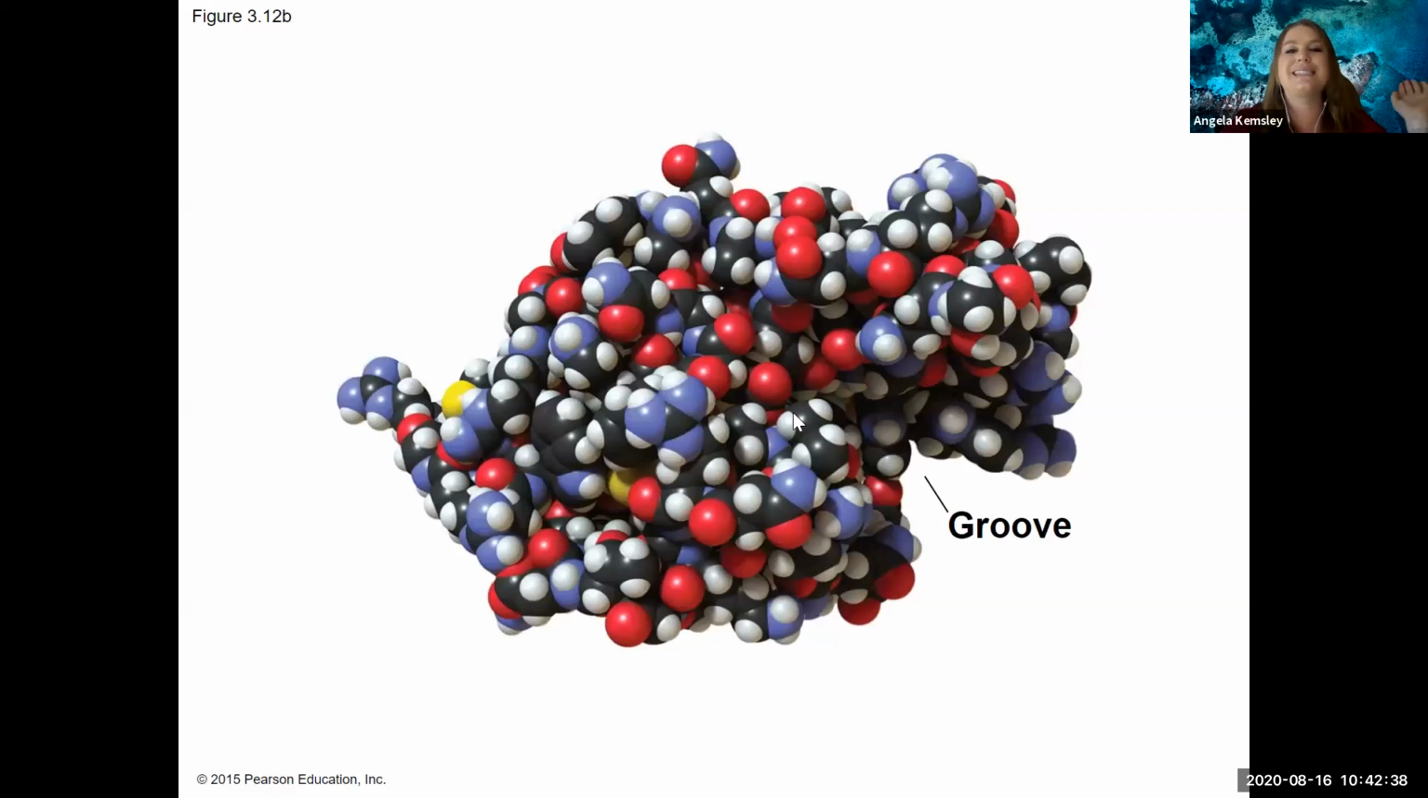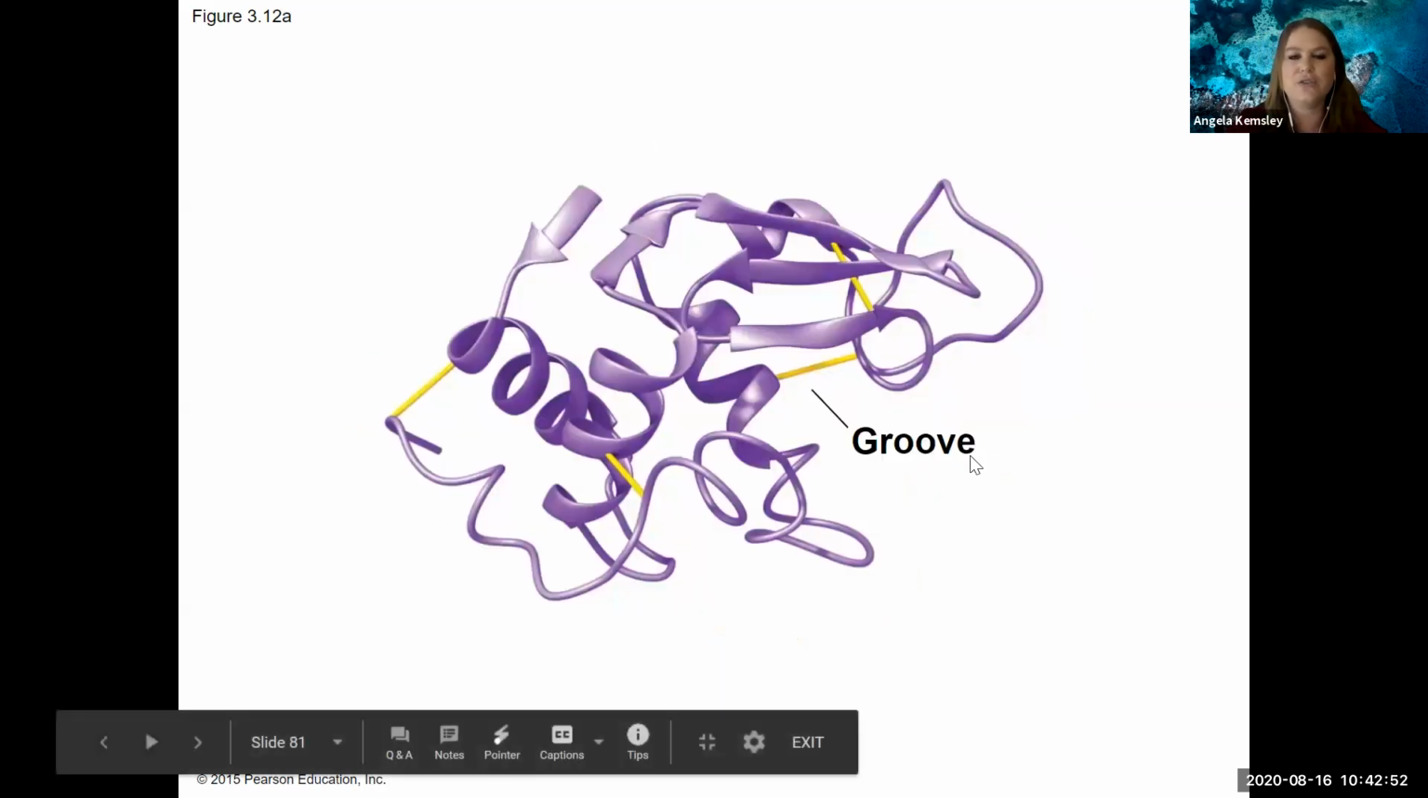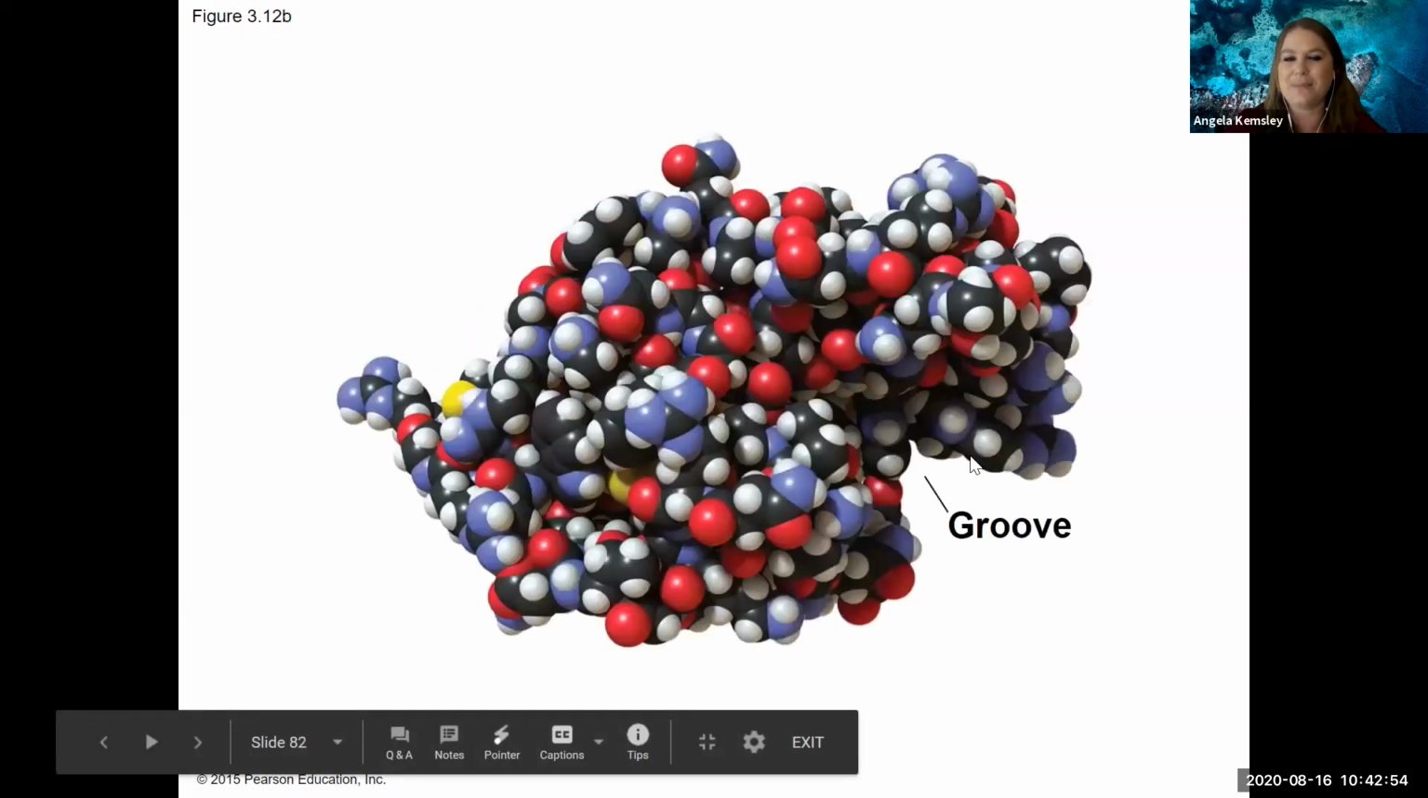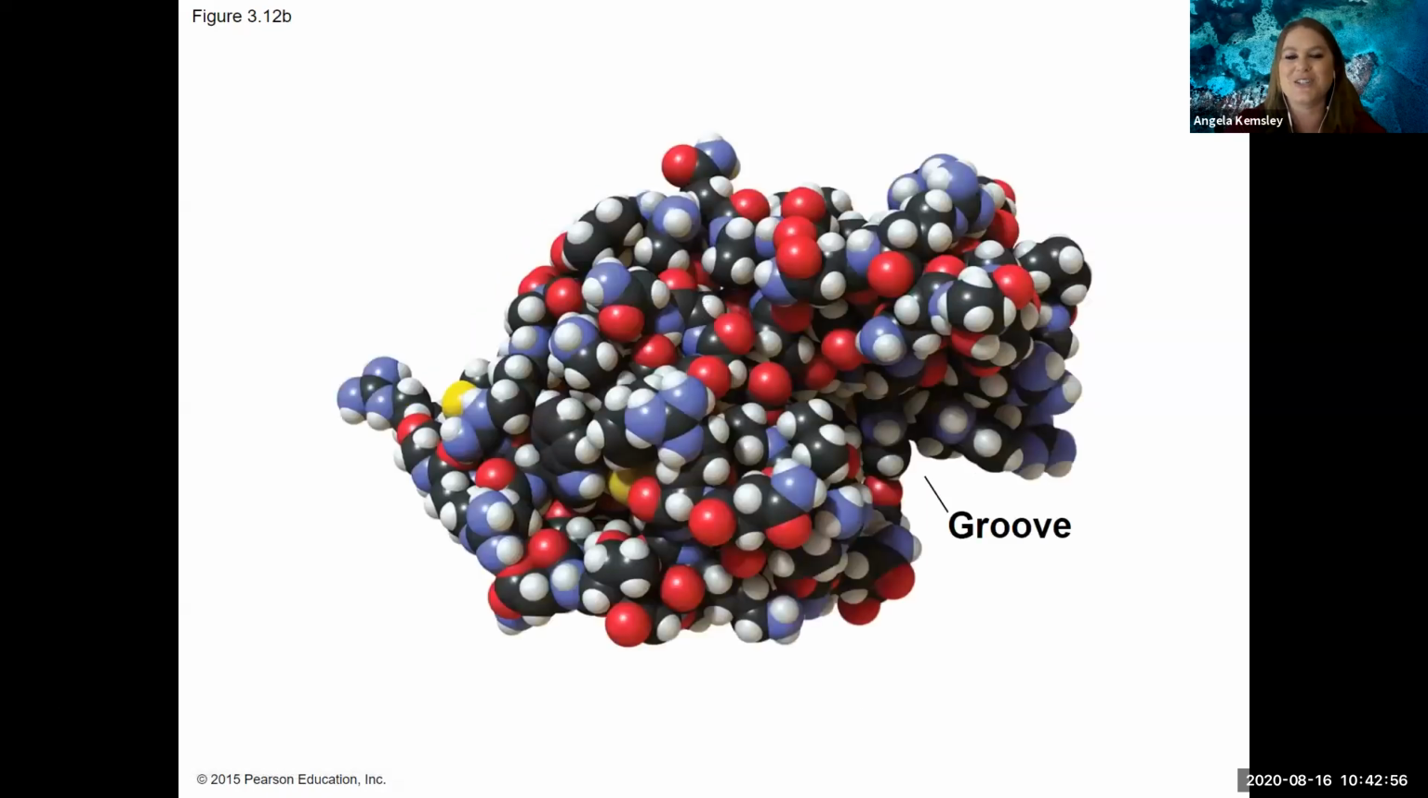You're looking at the same thing here, just a different type of drawing. This is a little more detailed where you can actually see all the different atoms bonded together in the molecules of the protein. Again, here's the groove. So you can see that they're kind of the same shape here. We're showing you the same thing. So just be aware there's different types of computer models depending on how much information you want.